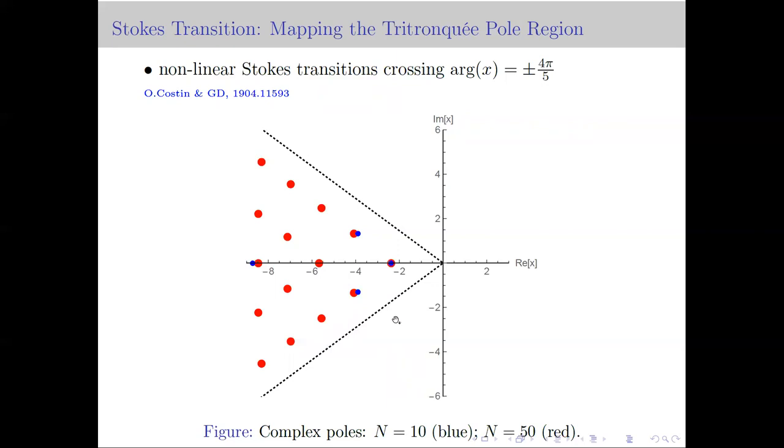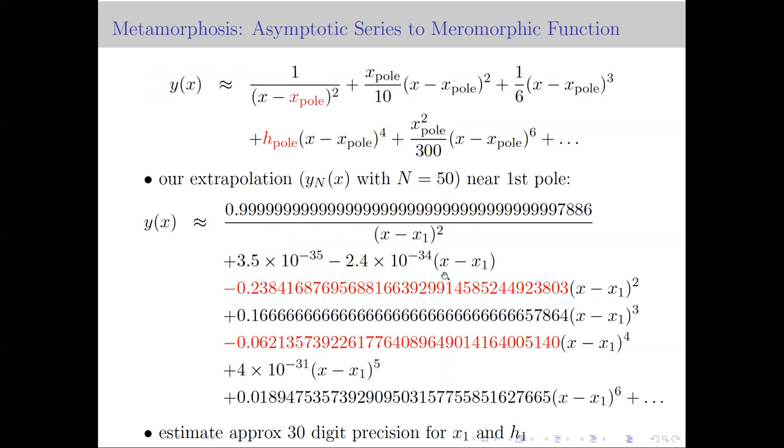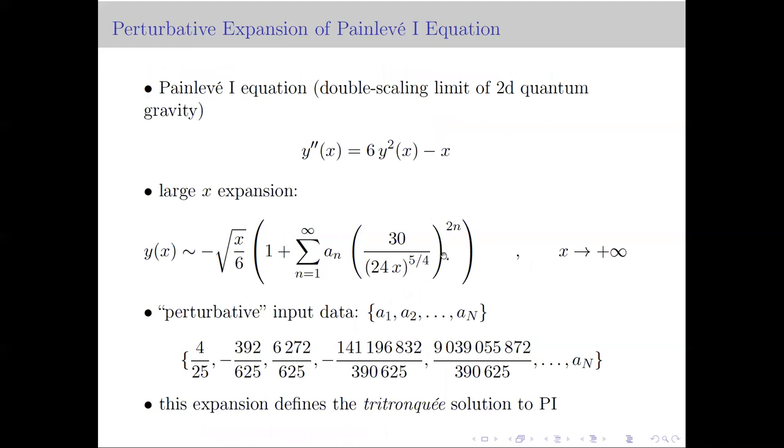So this is really amazing. We've managed to go across one and two Stokes transitions with limited information at infinity and keep enough, somehow, that limited set of coefficients encodes enough information that we can go into this completely different pole region. Now, another way of looking at this is, remember that we started with this sort of asymptotic series in this weird power of x.